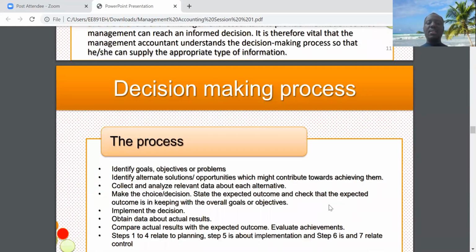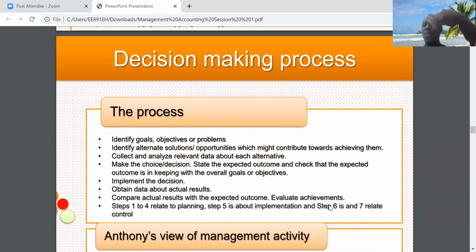So that's the whole purpose of management accounting. So what's the decision-making process? Let's understand how managers go through decision-making. First of all, they identify the goals and objectives. That's the first step. Then they identify alternative solutions, which might contribute towards achieving those goals or objectives that they've set. Then they collect and analyze relevant data about each alternative.